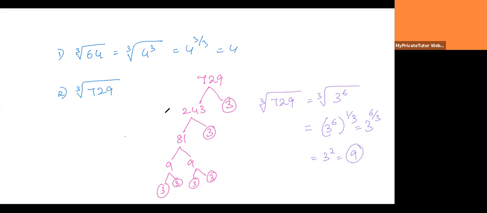So the answer is 9. Okay, so you can ask me, I got the answer as 9, why do we need to do this? If you got the answer, that's fine. But for bigger numbers, let's take a different number, a 4-digit number now. Find the cube root of 3,375. It's a bigger number, isn't it? So how do we start?